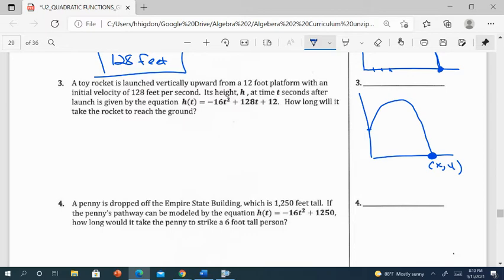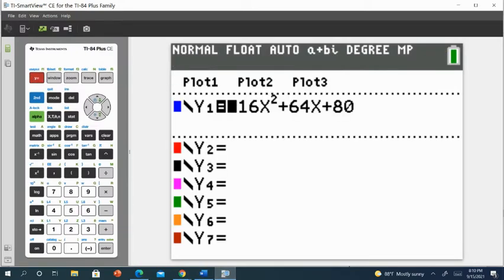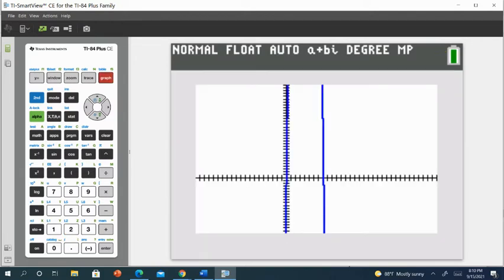What I'm going to do is again put the equation into y equals. So go to y equals, clear. The equation again was negative 16x squared plus 128x plus 12. And then I'm going to hit graph. So what I'm looking for is this point right here.